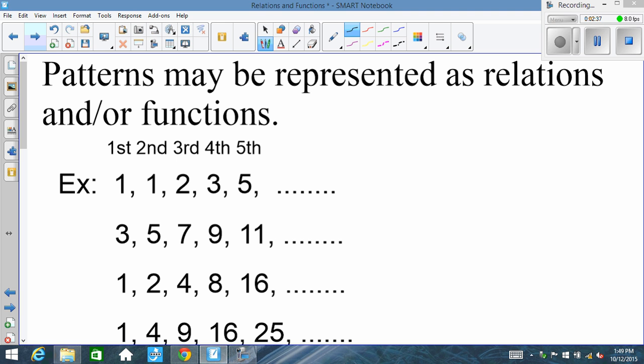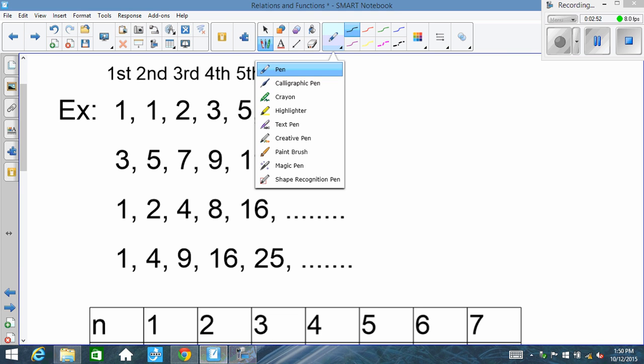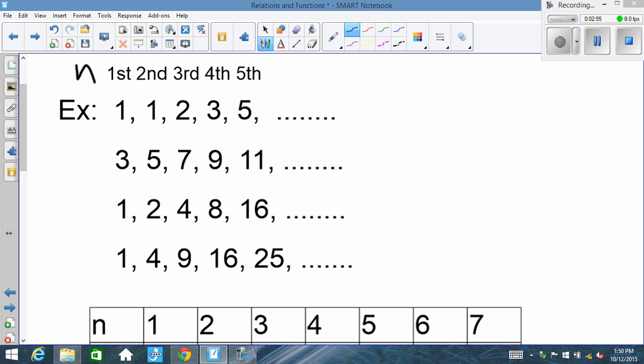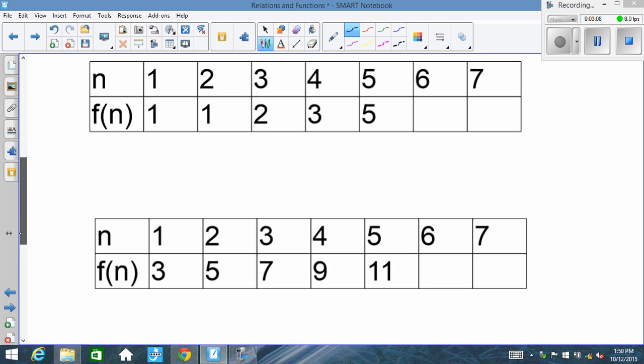Patterns may be represented as relations and or functions. Here's 4 examples of different patterns. 1, 1, 2, 3, 5; 3, 5, 7, 9, 11; 1, 2, 4, 8, 16; and 1, 4, 9, 16, 25. Each one has a different term. So we'll call this one n's. These are all f of n's. So those 1 through 5 is the n, and the f of n's are the results. Each one's been placed in its own table.